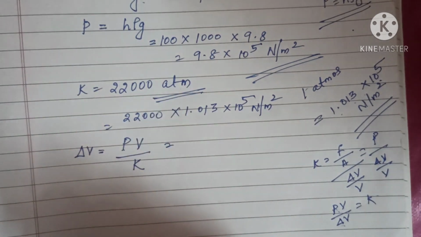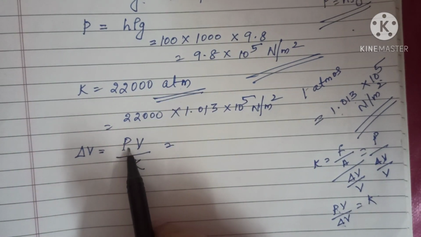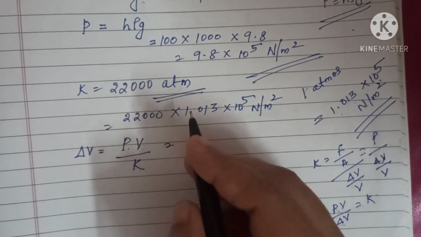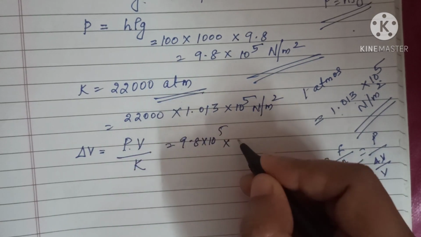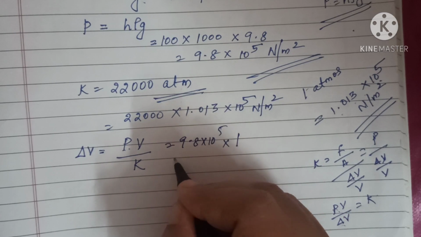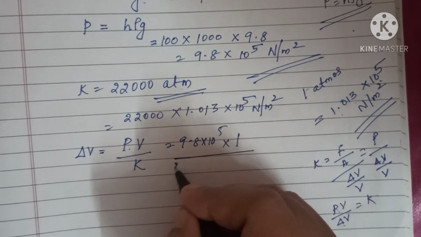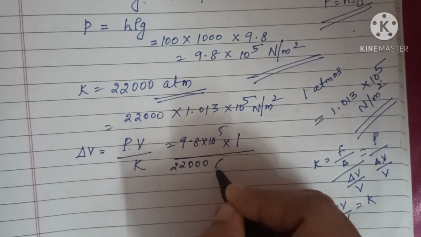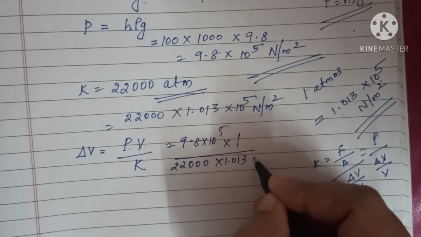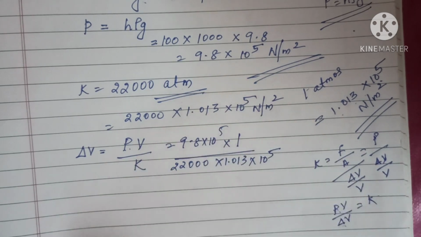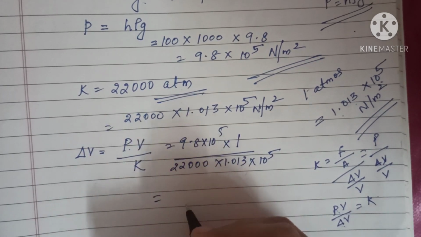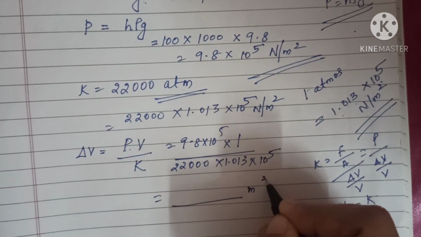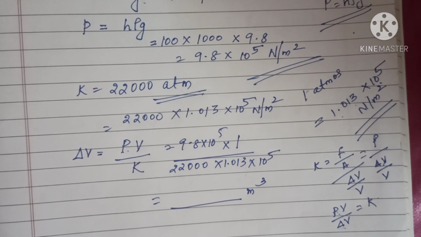Now directly you can substitute, because P is there. You have calculated here 9.8 into 10 power 5. Then volume is 1 meter cube divided by K, that is 22,000 into 1.013 into 10 power 5. Understand? So in this way you can find the value and you will get the answer in meter cube. This you can find the change in volume.